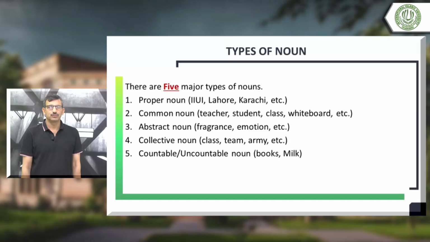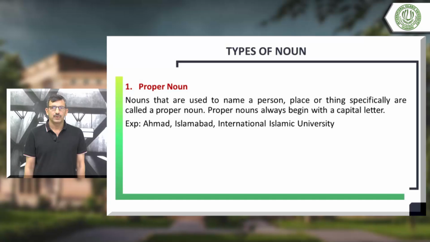There are 5 major types of nouns. Number 1 is proper noun, number 2 is common noun, number 3 is abstract noun, number 4 is collective noun, number 5 is countable or uncountable nouns. Now start with the first, proper noun. Proper nouns are the things which we denote specifically in a sentence, such as Quaid-e-Azam, Pakistan, Ahmed, etc.